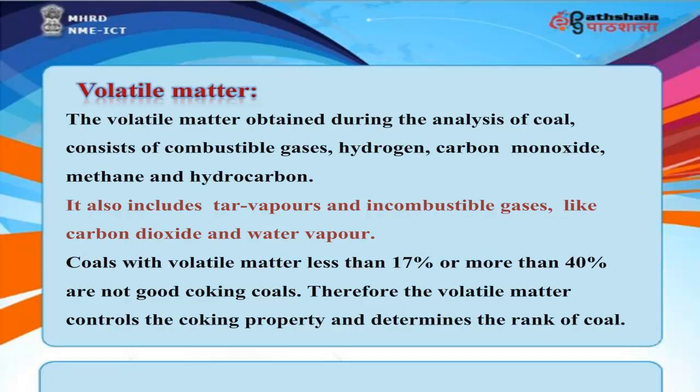Volatile matter. The volatile matter obtained during the analysis of coal consists of combustible gases, hydrogen, carbon monoxide, methane, and hydrocarbon. It also includes tar vapors and incombustible gases like carbon dioxide and water vapor. Coals with volatile matter less than 17% or more than 40% are not good coking coals. Therefore, the volatile matter controls the coking property and determines the rank of coal.